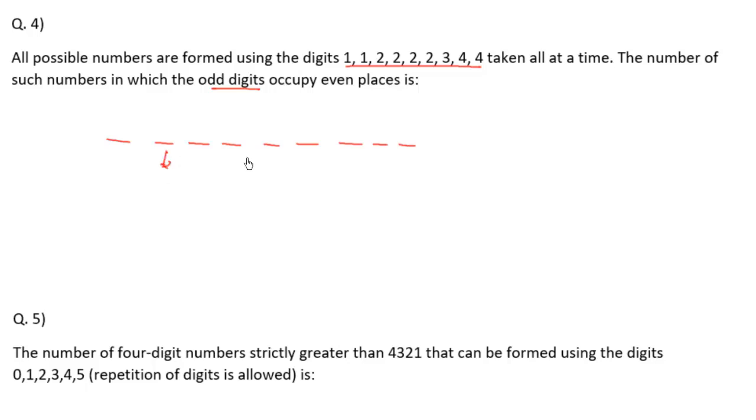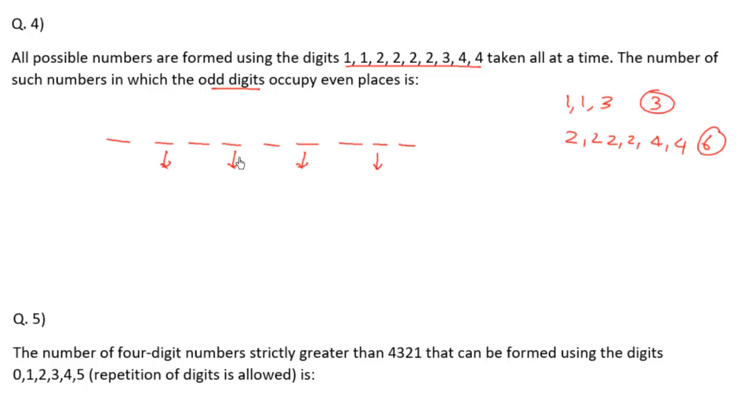So this would be the even place, this would be the even place, this would be the even place, and this would be the even place, right? These are the places where odd digits will go. So we have to find all possible such numbers. What we can do here is that the odd numbers are 1, 1, and 3, right? And the even numbers are 2, which has to be used 4 times, and 4, which will be used 2 times. So there are 3 odd numbers and 6 even numbers.